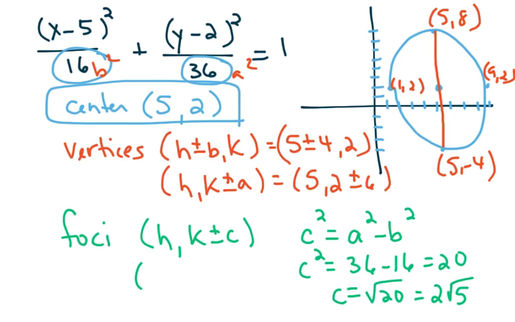So the foci would be at (5, 2 plus or minus the square root of 20), or plus or minus 2 radical 5.